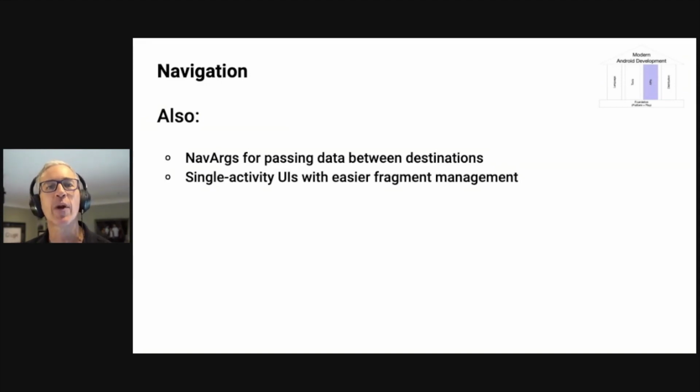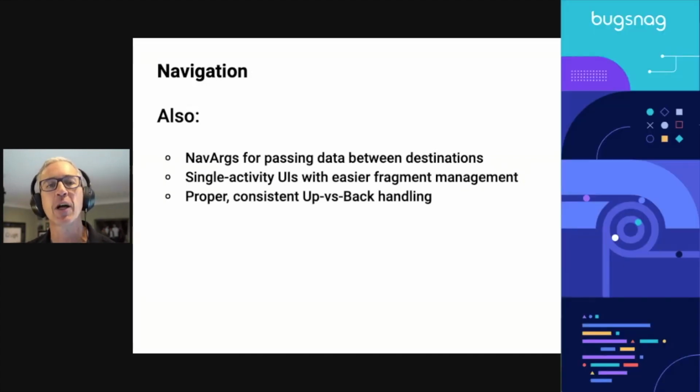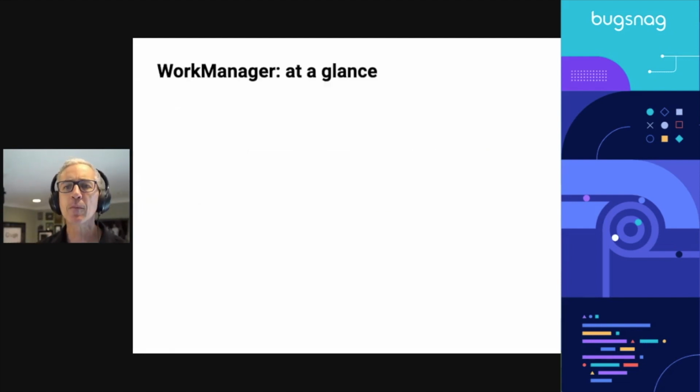As I said, we are recommending single activity UIs, but we're simplifying it a lot with the navigation approach. And we're also simplifying up versus back. It turns out that there was a rather inconsistent approach that developers would use for this. But if you're using navigation, then it's going to do the right thing. You can think of them as basically being the same thing, except up can never take you out of the application. It'll just take you back all the way to wherever you started.